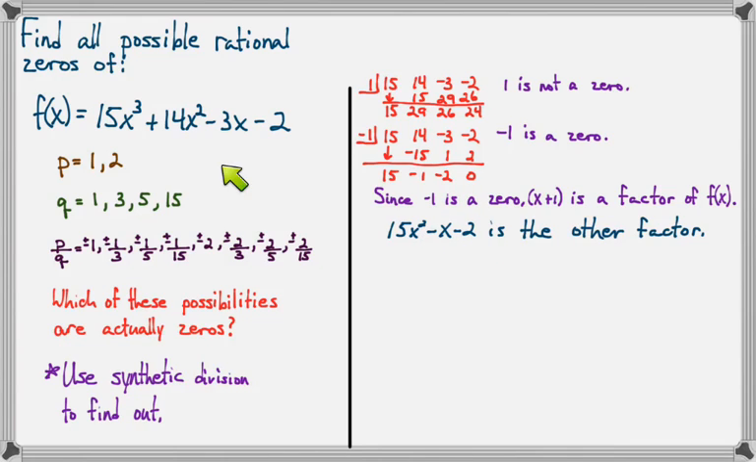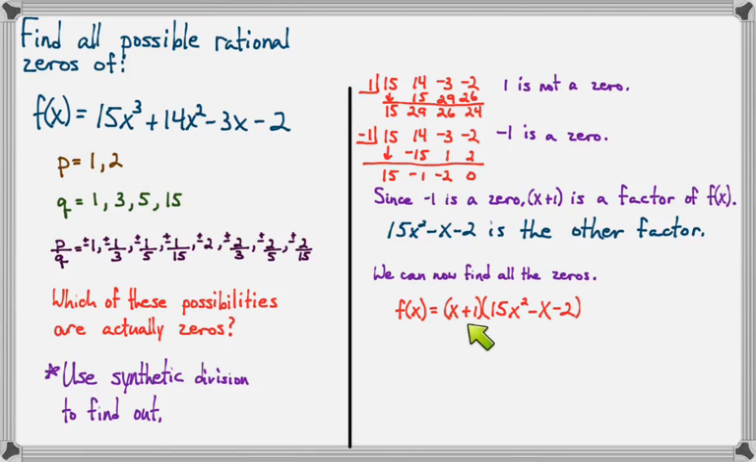So instead of writing the function this way, we can write it in a factored form. And that will allow us to find all the zeros. So here's our function in factored form. x plus 1 is a factor, and this result of our division, 15x squared minus x minus 2, is the other factor. Now we're going to be able to find all the zeros of this function, because a zero is just any value that makes the function equal 0.